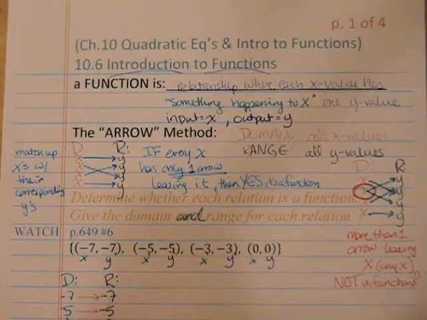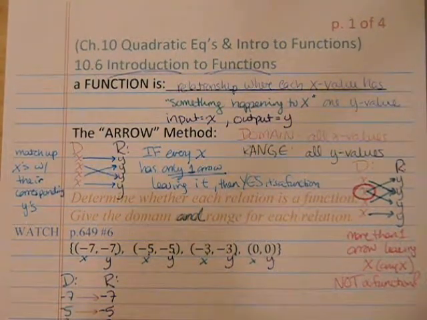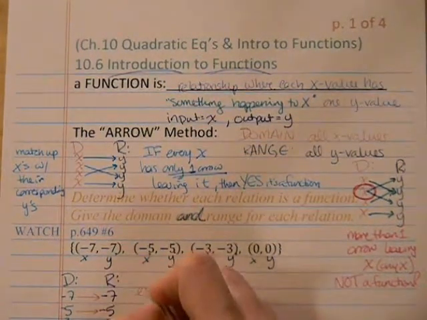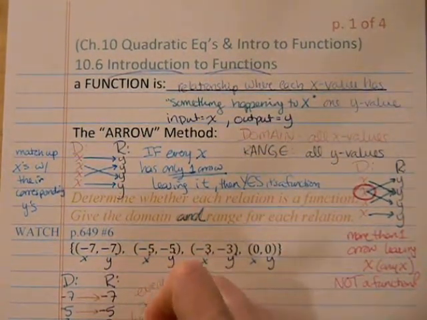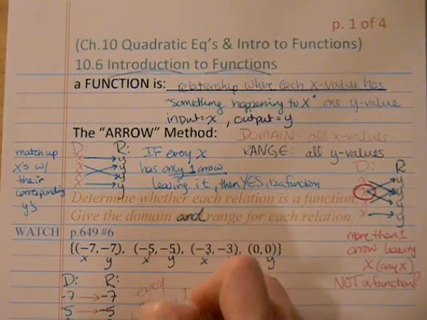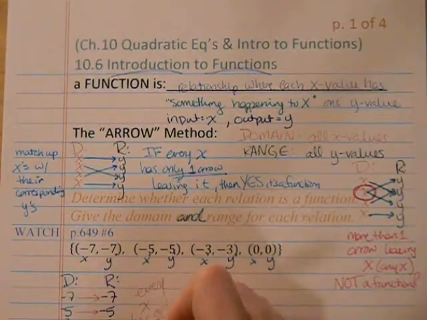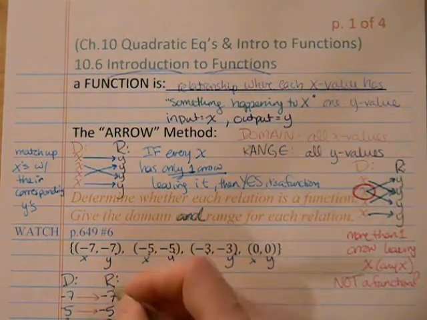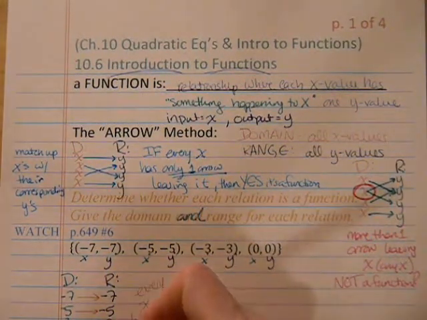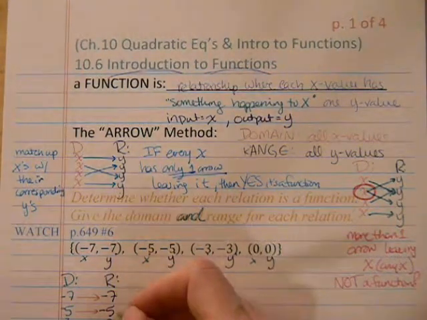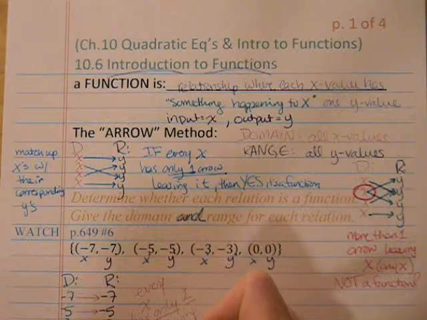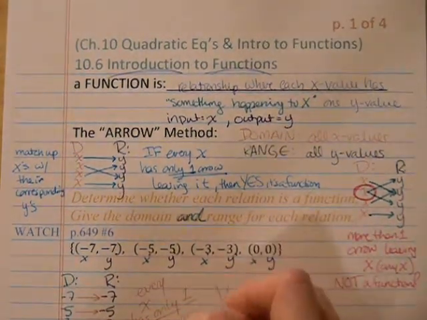And then you look at the arrow test, and you look at the x's. As long as there's not two arrows leaving any of the x's, as long as there's only one arrow leaving every x, I don't care how many are arriving at y's. I don't care if a y got left out or that any of them got more attention than the others. All we care about is every x has only one arrow leaving it. Then, yes, it's a function.